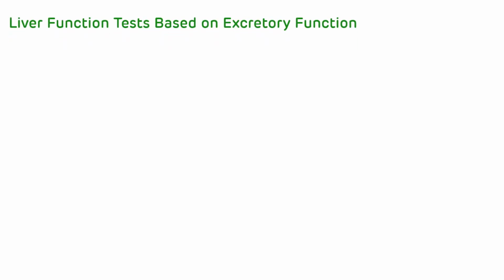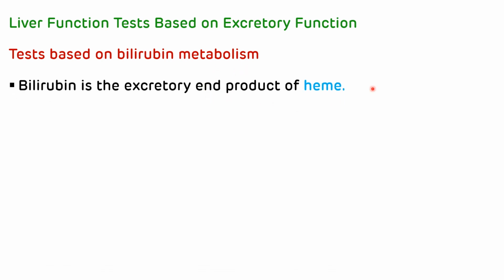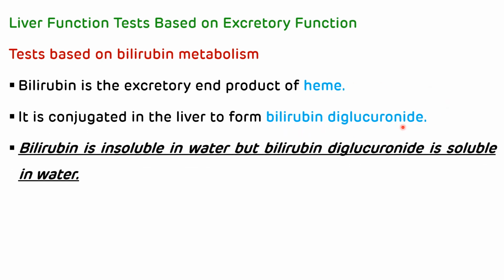Now first we will see liver function tests based on excretory function, and in that, the first one is the test based on bilirubin metabolism. Bilirubin is the excretory end product of heme. So we can say that bilirubin is the end product of heme catabolism, and it is conjugated in the liver to form bilirubin diglucuronide. Bilirubin is insoluble in water, but bilirubin diglucuronide is soluble in water.